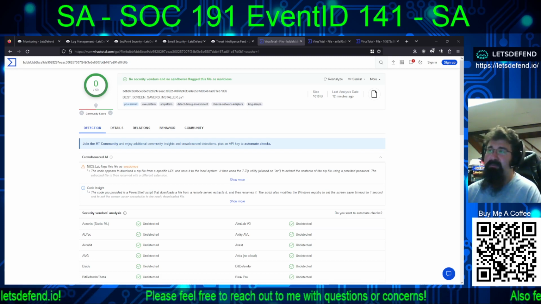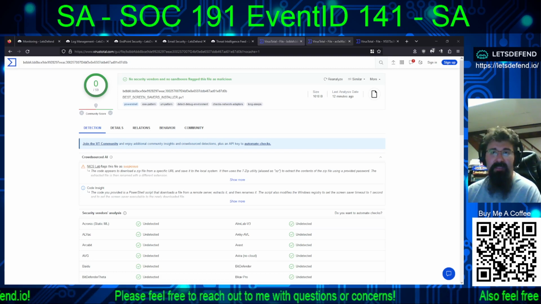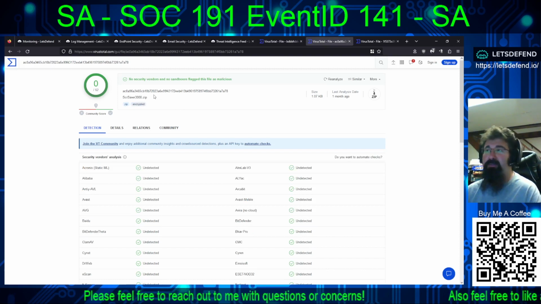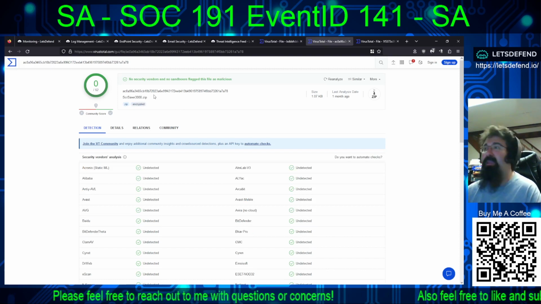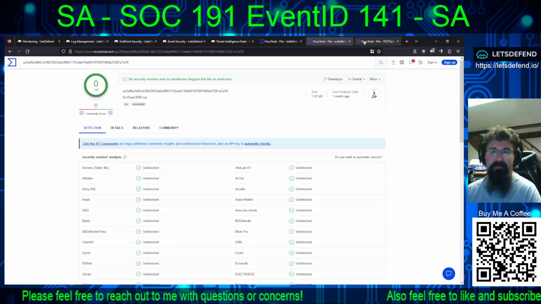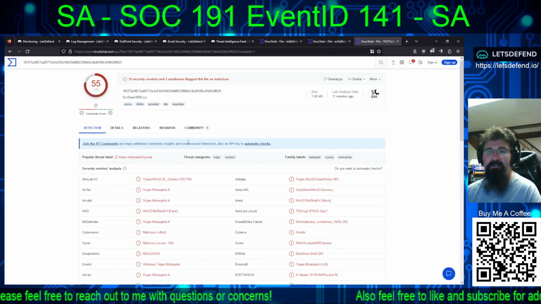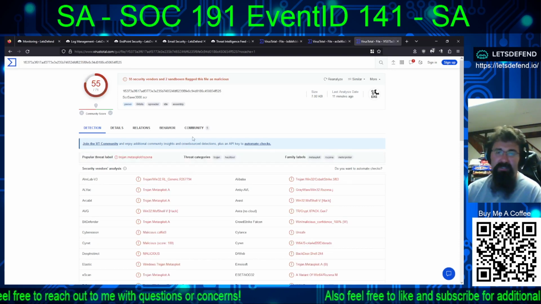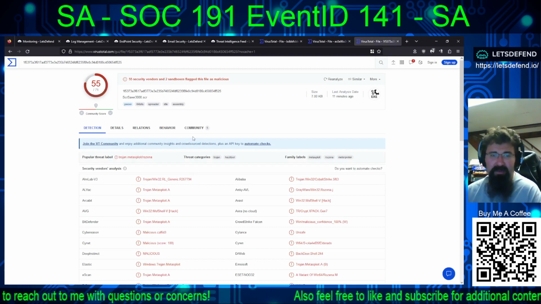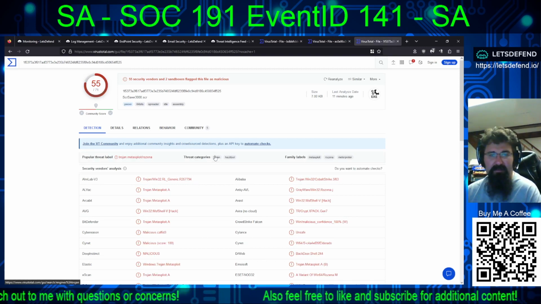And at least when I was taking a look at it, it's set for 1 minute. Then of course, the zip file, which is password protected, ergo why nothing picks it up. And then the actual screensaver file itself, which is literally just a Metasploit backdoor.